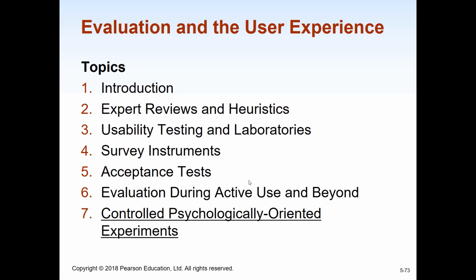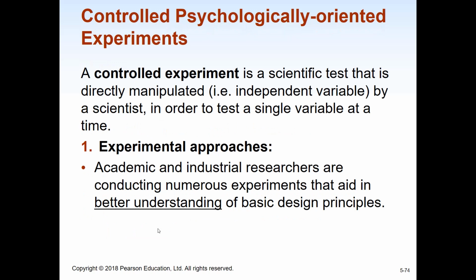The last topic, evaluation and user experience. The method is a controlled, psychologically oriented experiment. A controlled experiment is a scientific test that is directly manipulated, i.e. the independent variable, by a scientist in order to test a single variable at a time.